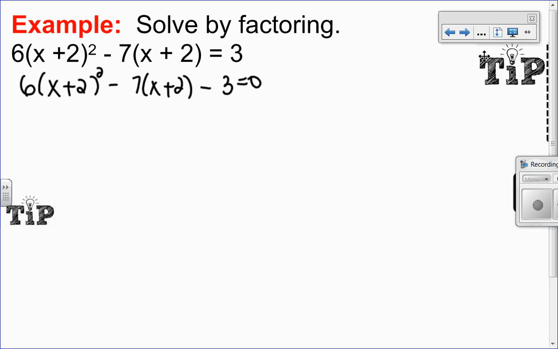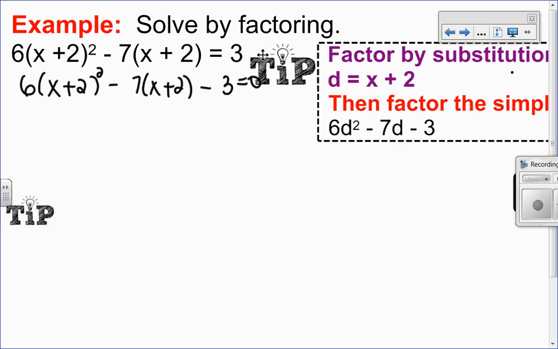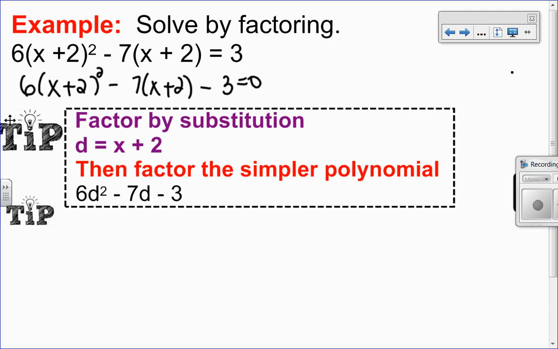And that's what I want to show you. Okay? So we're going to factor it by substitution. Instead of using x plus 2 squared, I'm going to use d to represent x plus 2, because this looks like a trinomial. See? 6d squared minus 7 times d minus 3. So this is a lot easier to factor than what I started with.